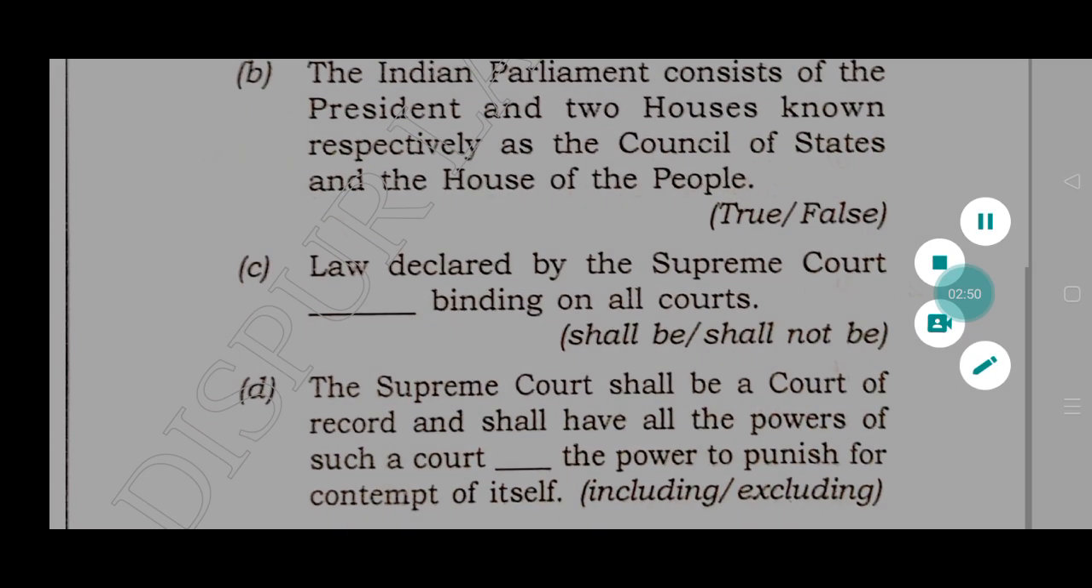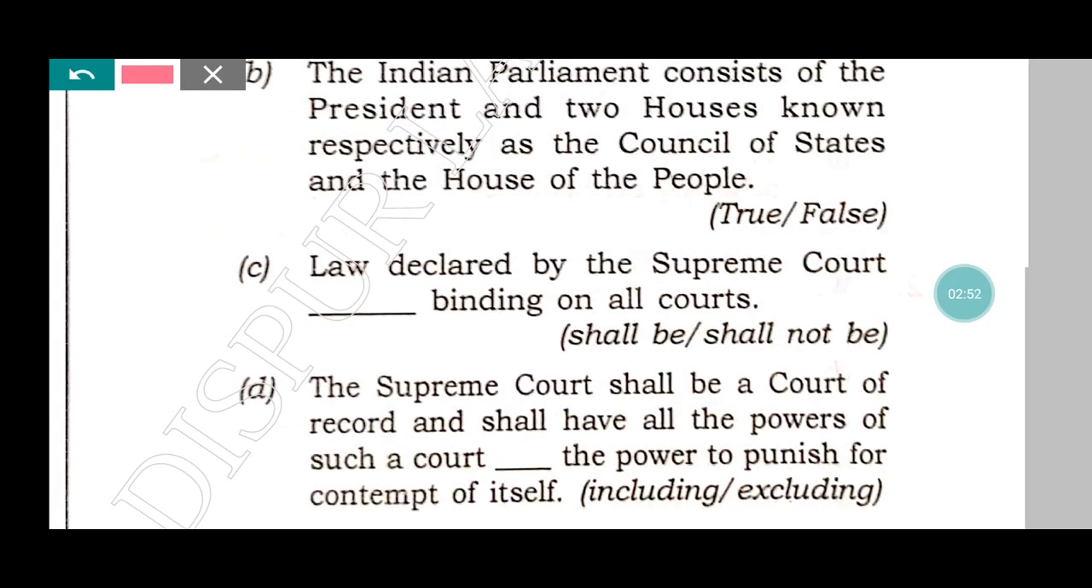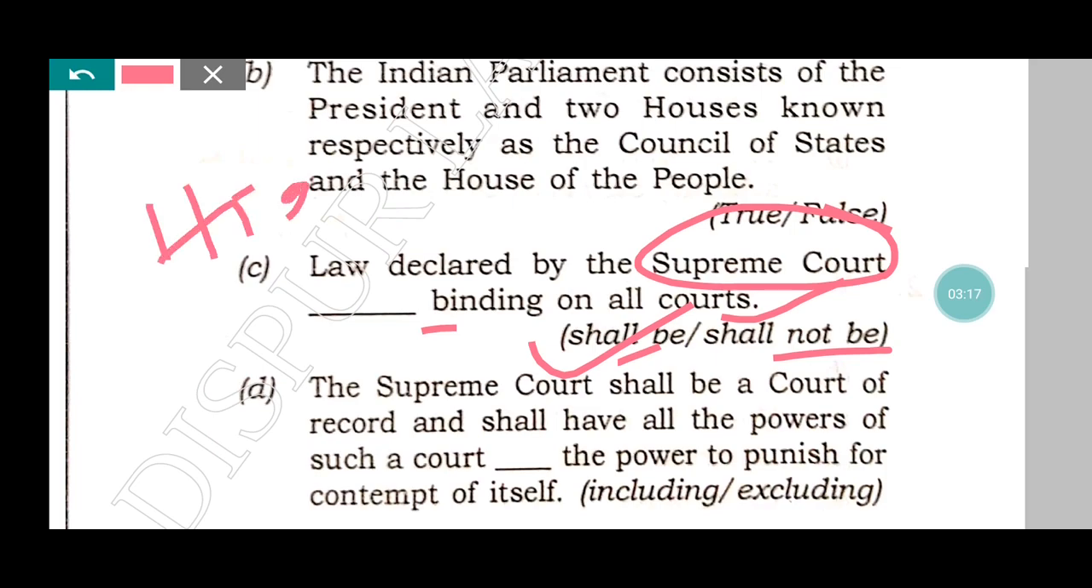Next, look at question number C. Law declared by the Supreme Court dash binding on all courts. Shall be or shall not be. Basically the Supreme Court of India is the highest authority of the Indian judicial system. So if the Supreme Court establishes any judicial precedent, then this should be binding or not binding. The answer should be shall be binding on all courts because it is at the top of the Indian judicial system. So the answer is binding. Okay, so law declared by the Supreme Court shall be binding on all courts.